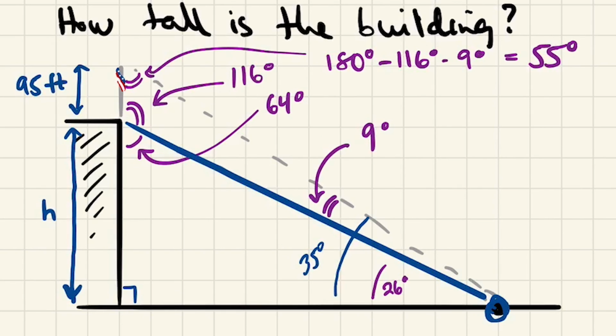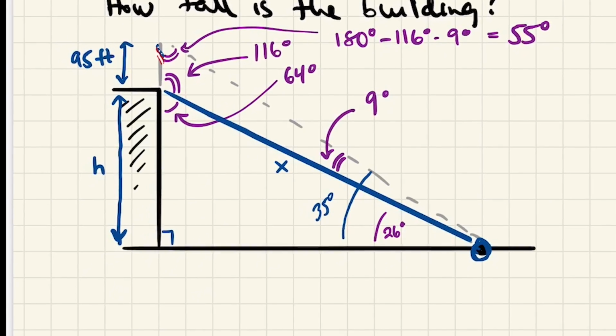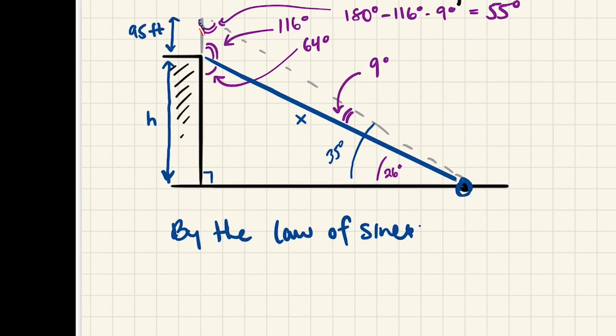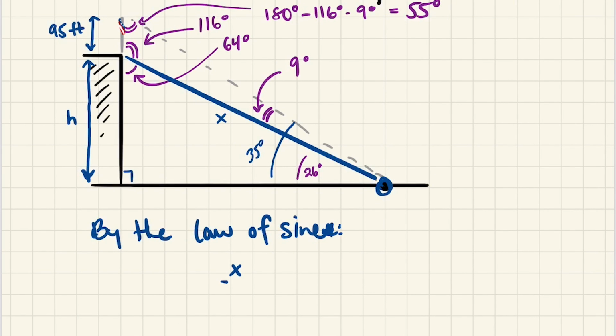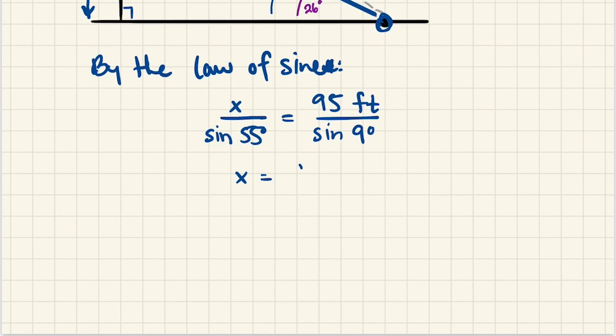Okay, and if we call that length, say, x, then we know from the law of sines that x divided by the sine of its opposite angle, which is 55 degrees, is equal to 95 feet divided by the sine of its opposite angle, which is 9 degrees. Okay, so we can solve for x by moving sine of 55 degrees over. So x is 95 feet times sine of 55 degrees over sine of 9 degrees.